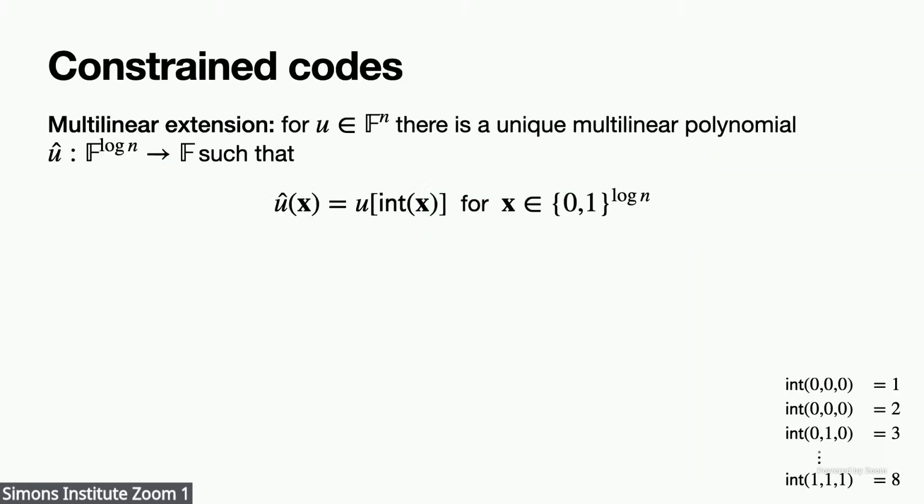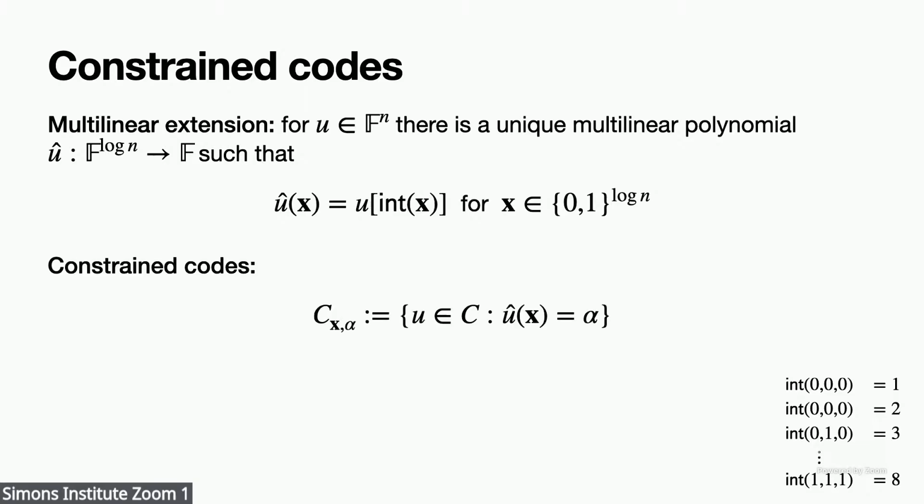In order to define this new accumulator relation, I need to define a few things. First, multilinear extensions. For any vector u, there's some unique multilinear polynomial which agrees with u on the Boolean hypercube. Here int is just a way to map bits into indices. So basically, u hat on the Boolean hypercube agrees with the entries of u.